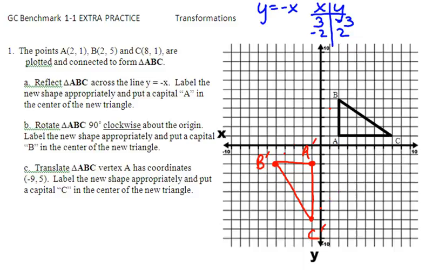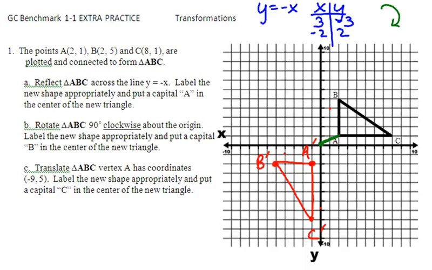And for the second one, which is probably the one that most of you have trouble with, we're going to rotate the triangle clockwise about the origin. Well, clockwise is that way. Okay, it goes down. So if we're in the first quadrant, we're going to drop down to the fourth quadrant here.